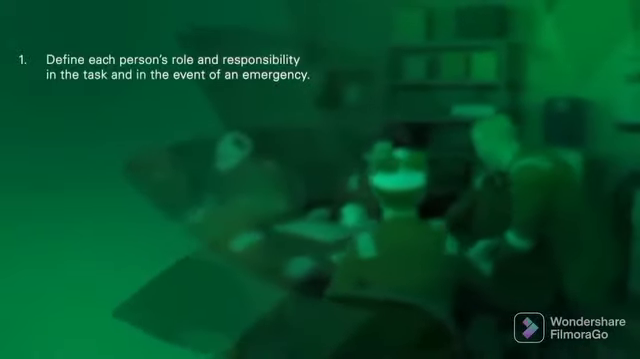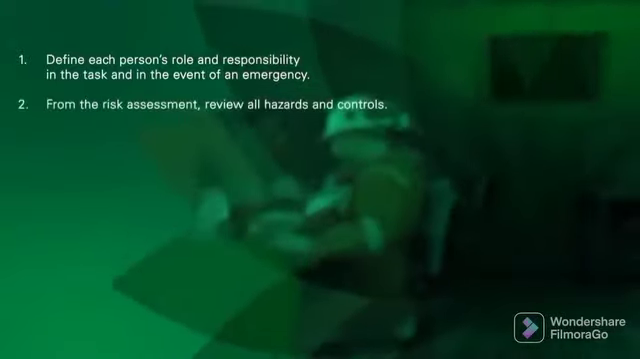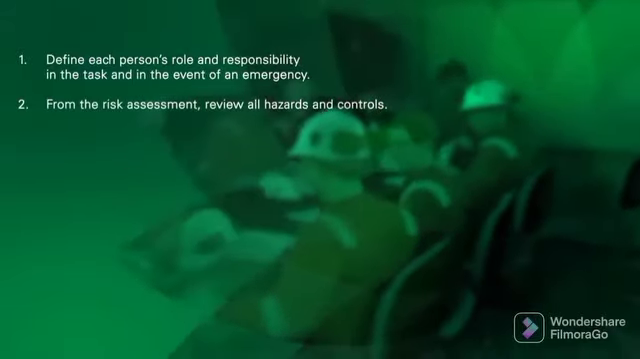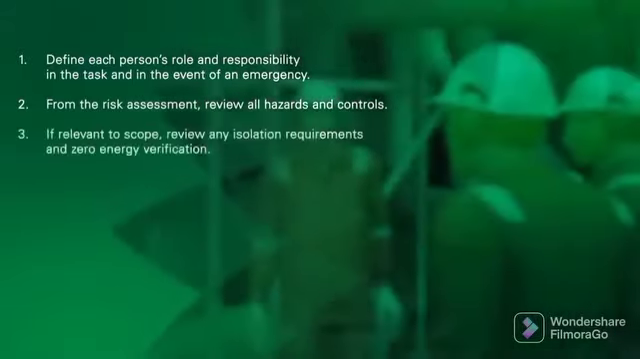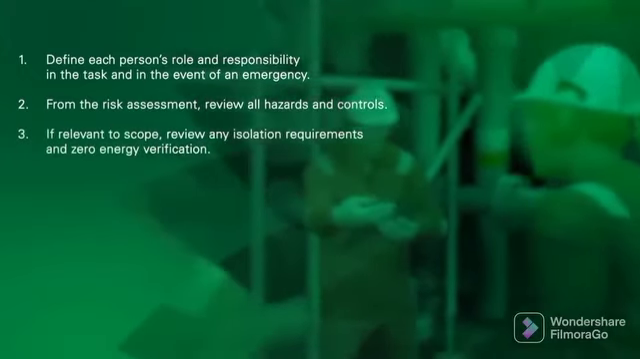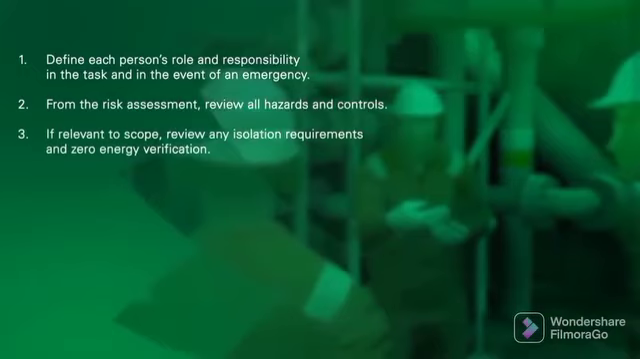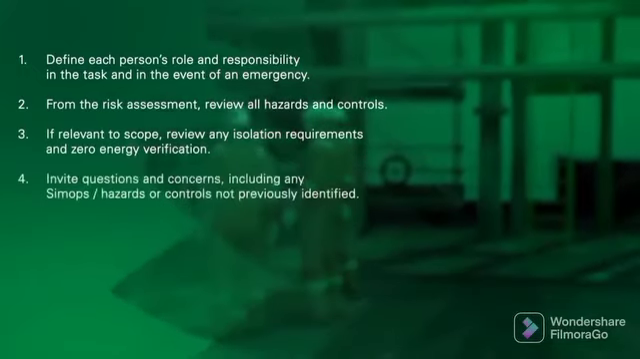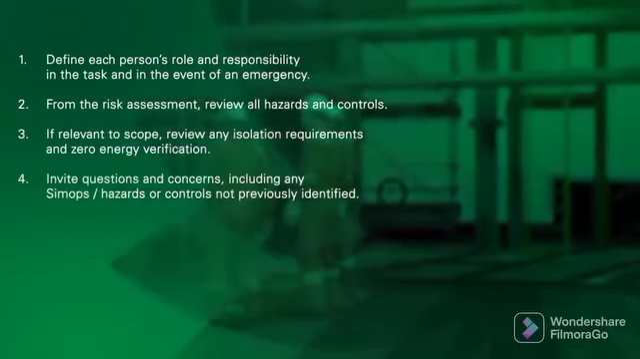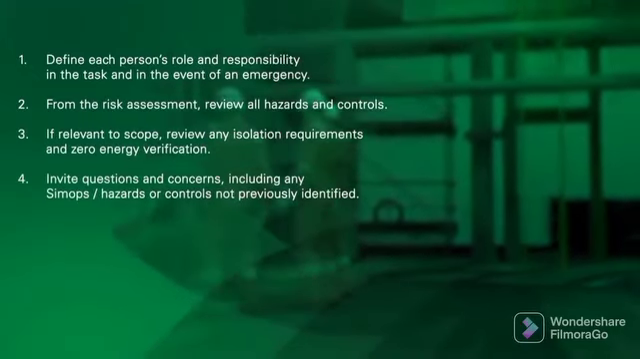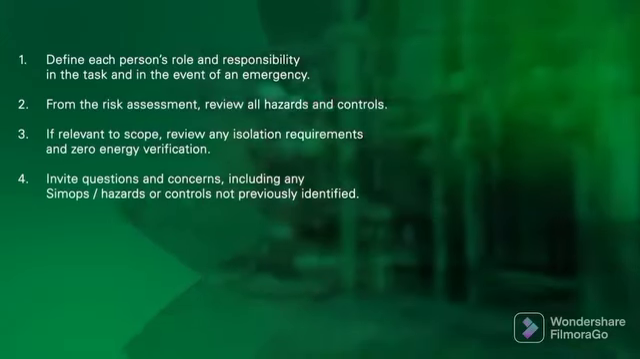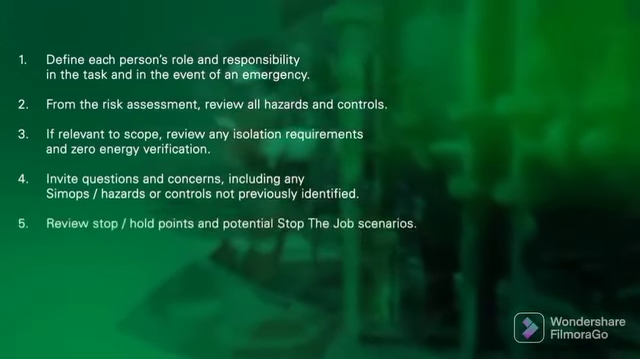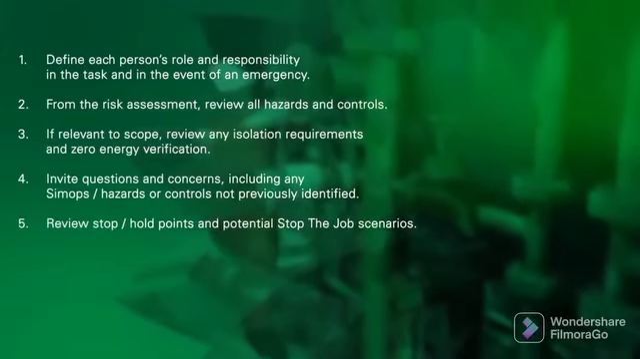The following should be a part of all toolbox talks. 1. Define each person's role and responsibility in the task and in the event of an emergency. 2. From the risk assessment, review all hazards and controls. 3. If relevant to scope, review any isolation requirements and zero energy verification. 4. Invite questions and concerns, including any SIMOPS and hazards or controls not previously identified. 5. Review stop or hold points and potential stop-the-job scenarios.